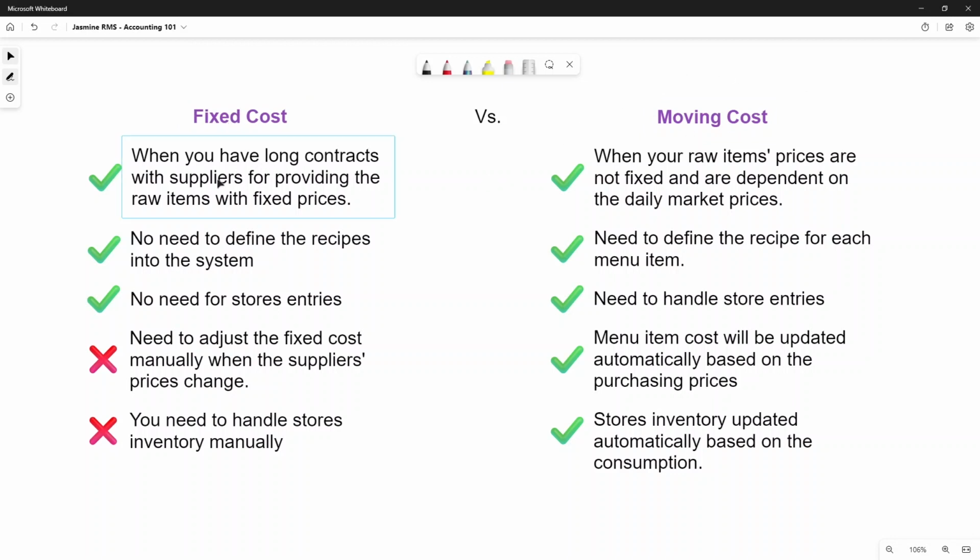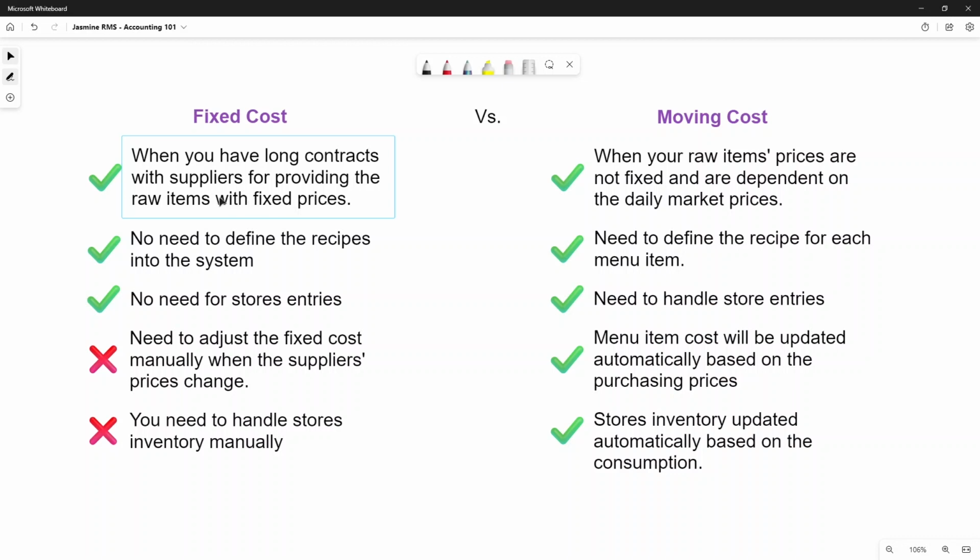We use the fixed cost when we have long contracts with suppliers for providing the raw items, the ingredients, with fixed prices. So I have a contract for 1 month, for a quarter, 3 months, or 6 months with suppliers to provide me the ingredients with fixed prices.